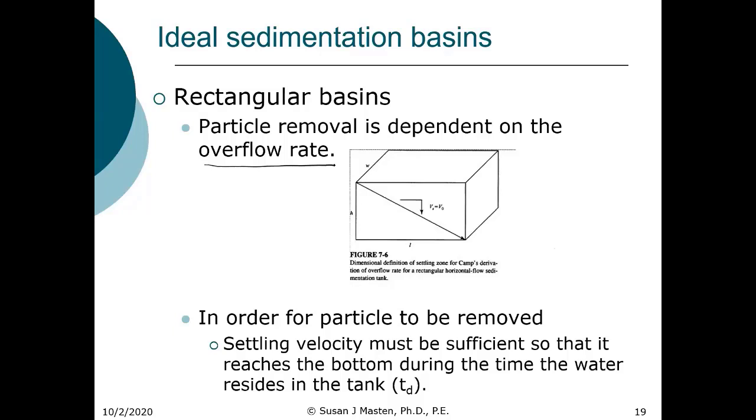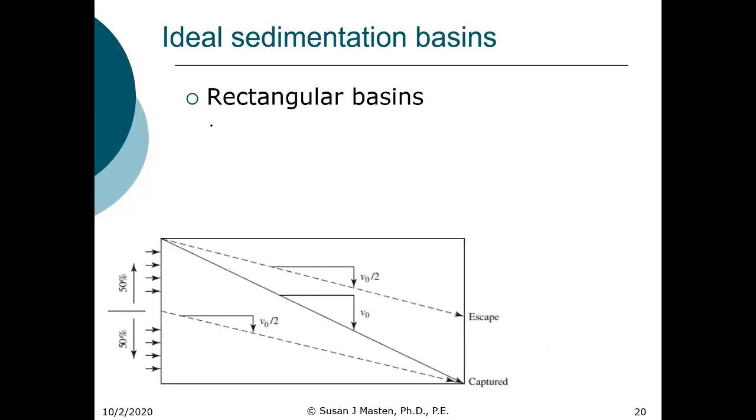So we have both a settling velocity and an overflow rate. The settling velocity is a property of the particle. The overflow rate is a property of the basin. And we're comparing the overflow rates and the settling velocities in order to determine what fraction of these particles are removed.